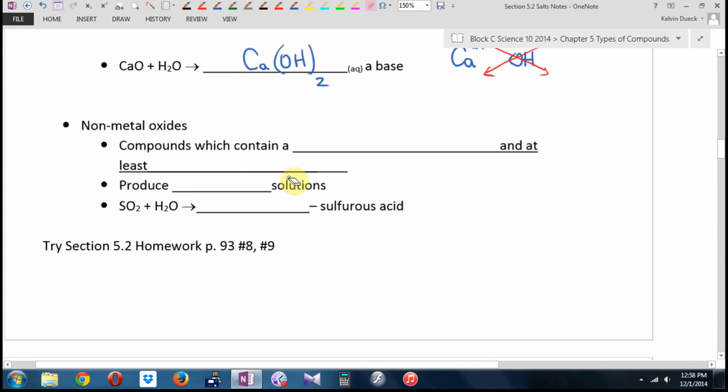I'm going to finish this, and we're going to press pause for a while, and I'm going to give you some homework to practice. Then we have what we call non-metal oxides. If it has the word oxide in it, what element do you think is in it? Okay? This is a compound which contains a non-metal and at least one oxygen. These produce acidic solutions.